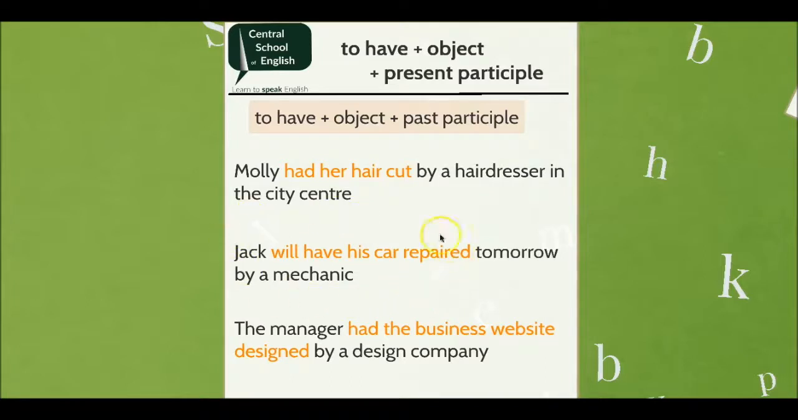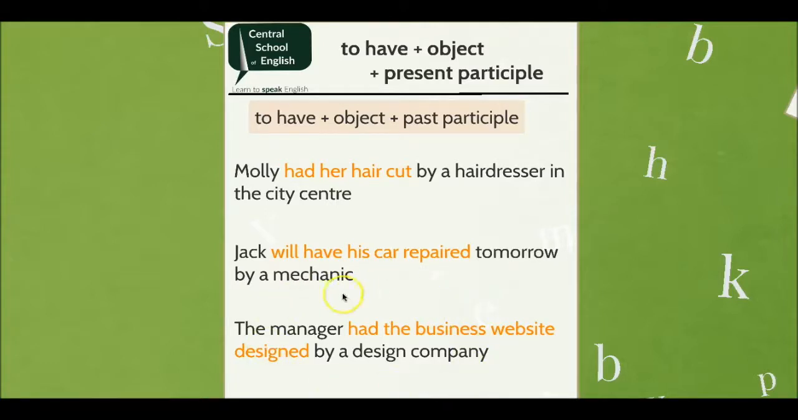Jack will have his car repaired tomorrow by a mechanic. In this sentence, we use the structure to have plus object plus past participle because Jack is not going to repair his own car. He is going to pay a mechanic to repair his car.